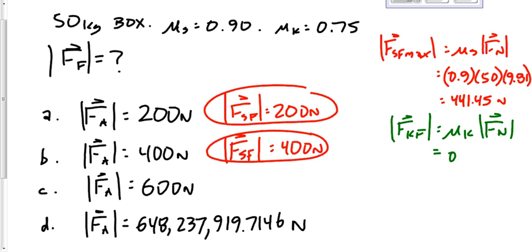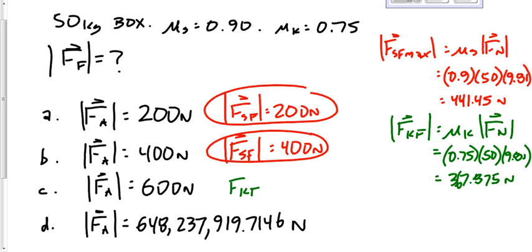Mu k is 0.75 times 50 times 9.81. What does that one work out to be? Sorry, what is it? 367.875 newtons. Thank you. I'm going to leave the unrounded number here because it's not a final answer yet. I push with 600 newtons. It moves. What's the force of kinetic friction?